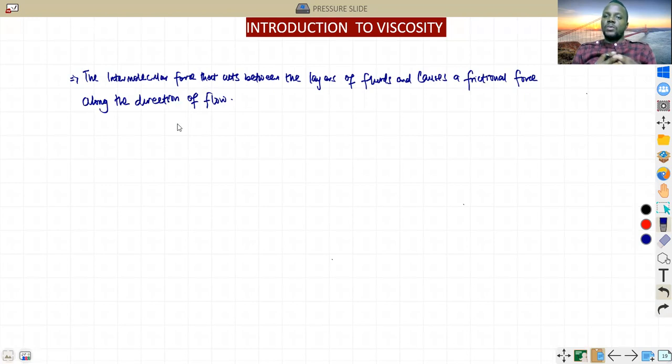So the only thing we want to know is that there are some intermolecular forces between the layers of fluid, which we've discussed about different types of fluid before. So these intermolecular forces will now act like frictional force on the layers of fluid. We should remember from early classes during our SS1 and SS2 days, we were taught about what is called frictional force.